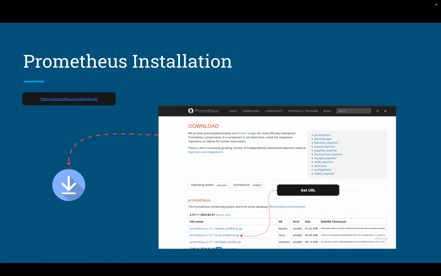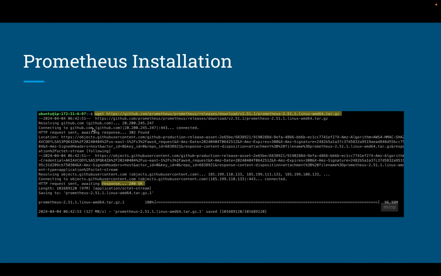As a first step, we visited this website, where we have different files of Prometheus for each OS, like macOS, Windows and Linux. Since we opted for an Ubuntu machine, I selected the one which says Linux. I copied the link from there and ran this command: wget and the URL. This will download the package required for the Prometheus server installation. If you see here, we got a response 200 OK, which means the package was successfully downloaded into our Ubuntu machine.